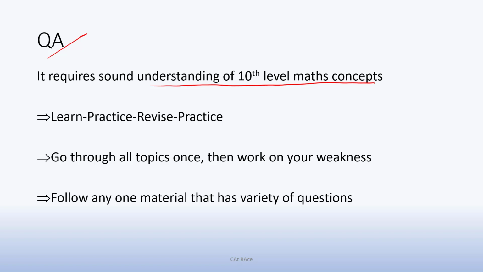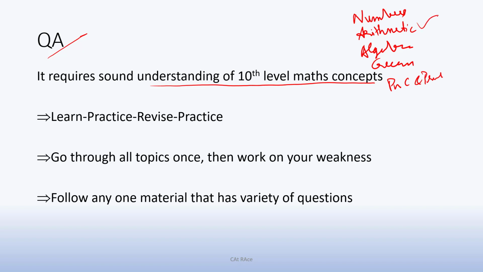So what are the topics that come under quant? They are numbers, number system, and arithmetic, which is the major chunk nowadays. Then arithmetic and algebra, geometry, and PNC and probability. The major portion is from arithmetic nowadays, and there are questions on algebra and geometry, and one or two questions from numbers, and mostly one or two questions from PNC and probability.